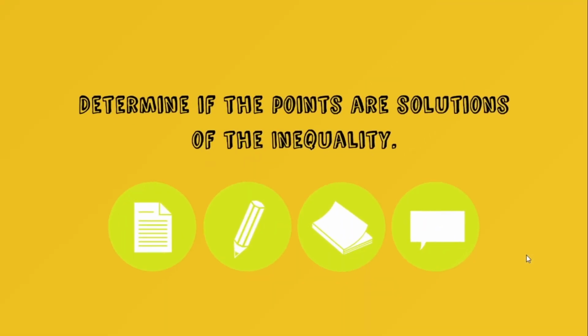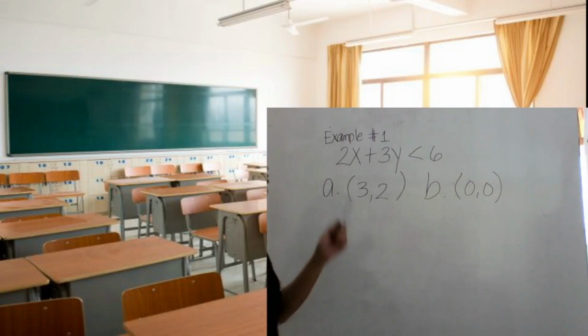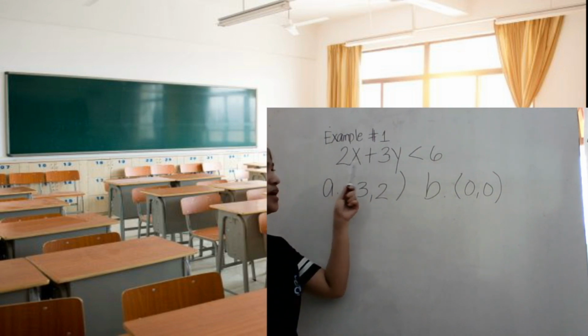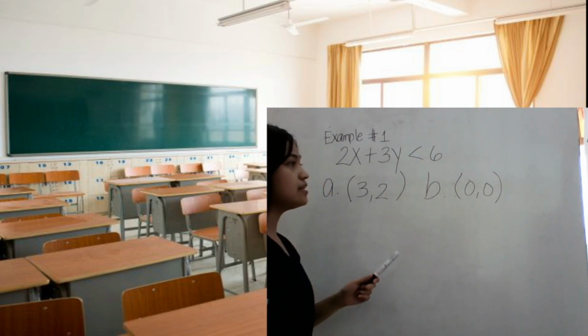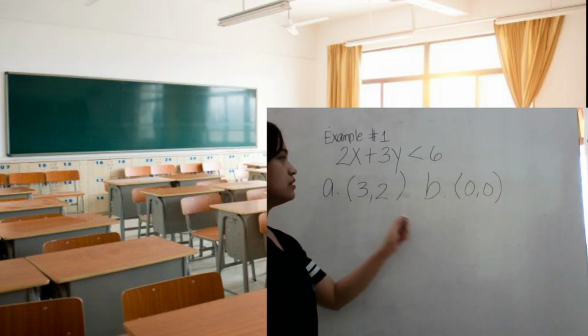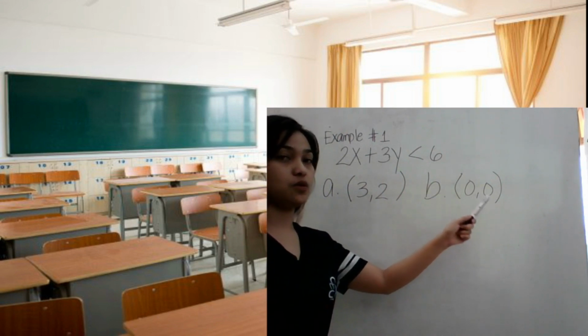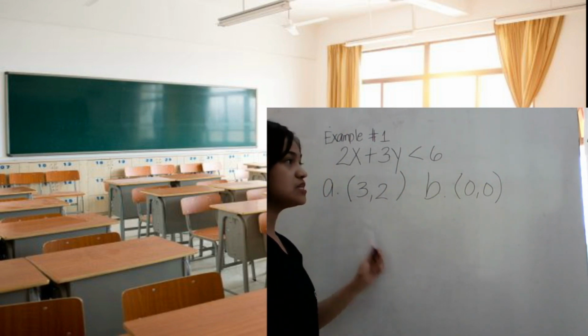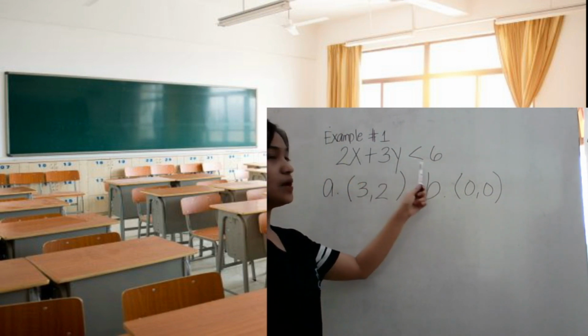Now, how to determine if the points are solutions of the inequality? So the first example, we have 2x plus 3y is less than 6. And then, the given points are (3, 2) and (0, 0). So we need to determine if these given points would satisfy this inequality.